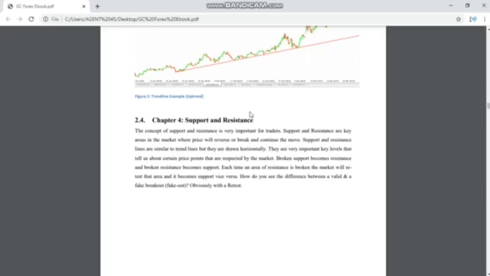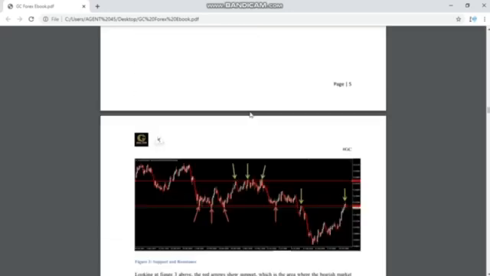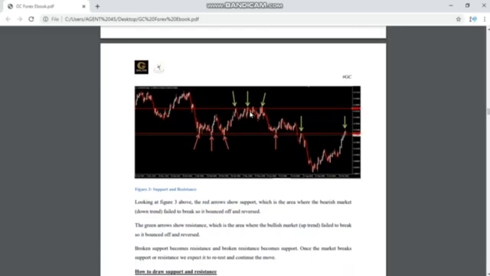How do you see the difference between a valid and a fake breakout, or fakeouts? Obviously with a retest. If there is no retest, there is no entry, it is a false breakout. Here we have an example of how to draw your support and resistance. Looking at figure 3 above, the red arrows show support, which is the area where the bearish market or the downtrend failed to break, so it bounced and reversed.